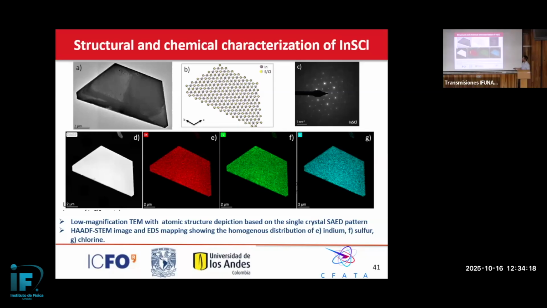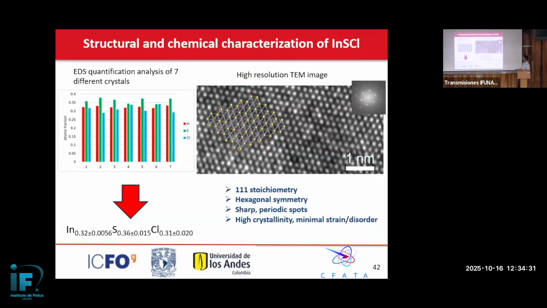The other thing is that these are the chemical maps of indium chlorine and sulfide, and it turns out that we have indium, sulfur, and chlorine in a very special relation, or stoichiometry. We have indium 1, chlorine 1, sulfur 1, and that also doesn't happen really often. And this is the TEM image, high resolution, so we are imaging these materials atom by atom.